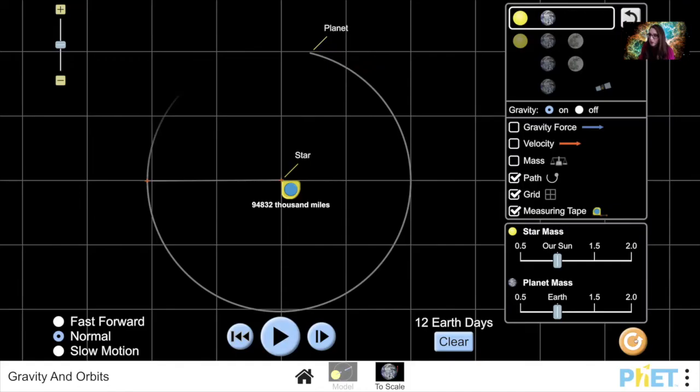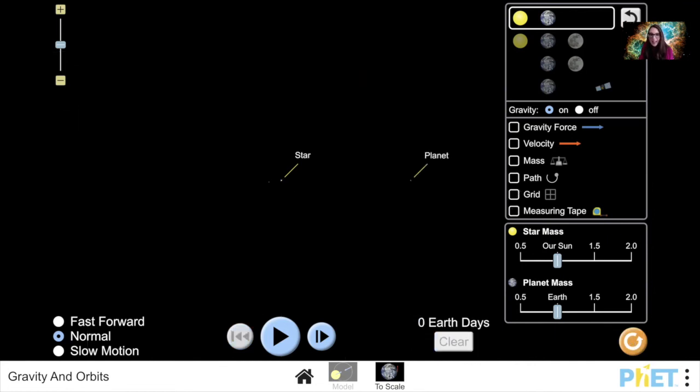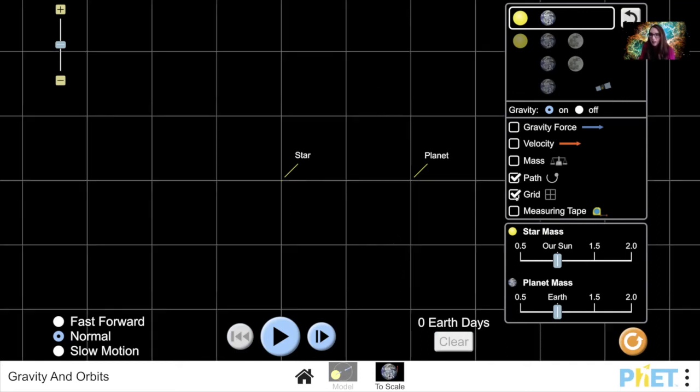I'm going to clear this simulation by clicking the little circular arrow in the bottom right. And what I'm going to do this time is put back up my path of the planet and the grid, and I'm going to make the sun twice as massive as it is now. And I'm going to leave the mass of Earth alone. So now I have a star that's twice as massive as the sun, and a planet that's the same mass as Earth that's going to orbit around the central star. So now I'm going to press play, and this orbit is going to look a little bit different than the one we just looked at.